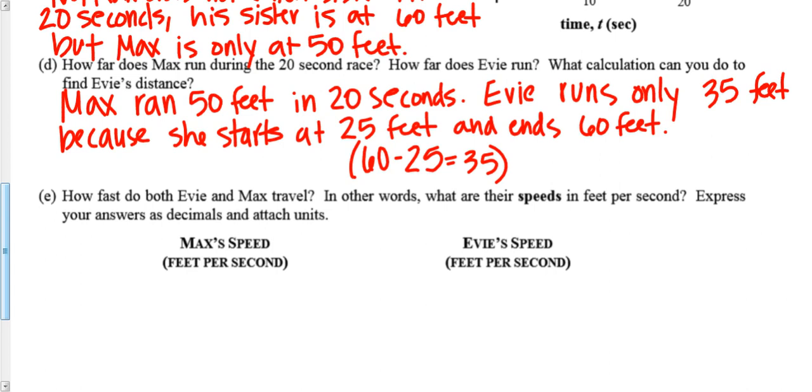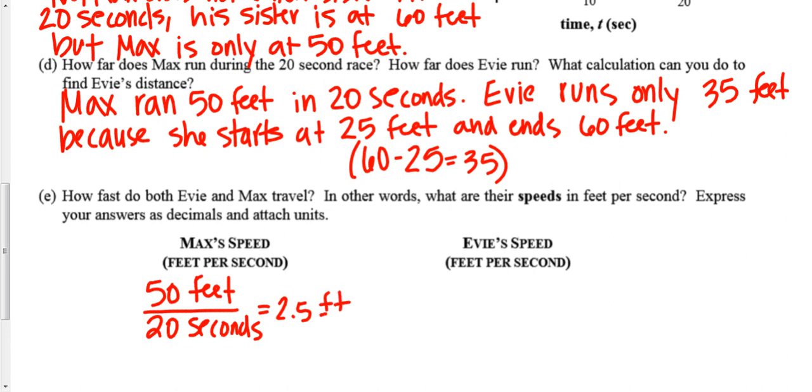It was Unit 2 functions notes number 2, where we had to calculate the speed of how fast a man was climbing down a ladder. Same thing that we're going to do here. So Max's speed. So he ran a total of 50 feet, okay, we know this that we figured out earlier, in a total of 20 seconds. And I know last year from 7th grade, you guys know how to calculate rate. So top divided by the bottom. So we have 2.5 feet per second.